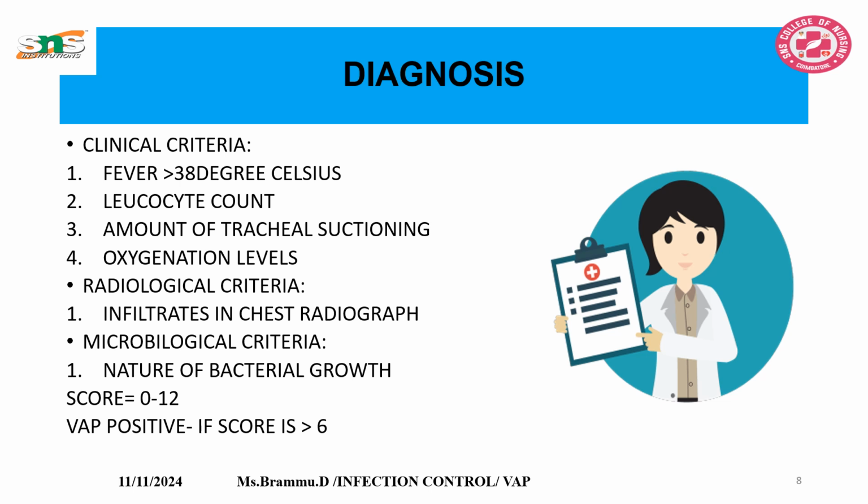By doing a chest x-ray, we can see infiltration around the lung parenchyma, which denotes pneumonia. And with microbiological criteria, we can identify the growth of the bacteria. Each is given 2 score, and if a patient receives more than 6, it indicates the patient is having VAP.